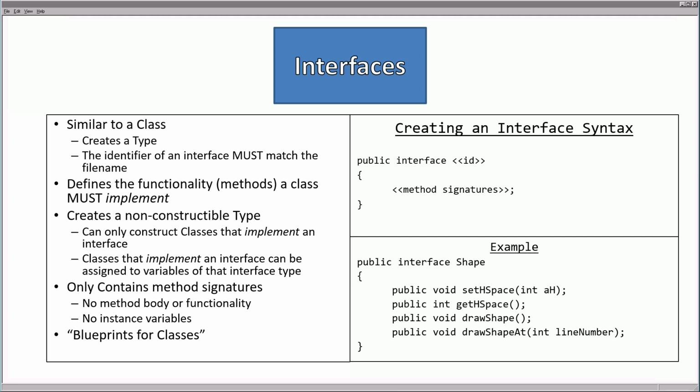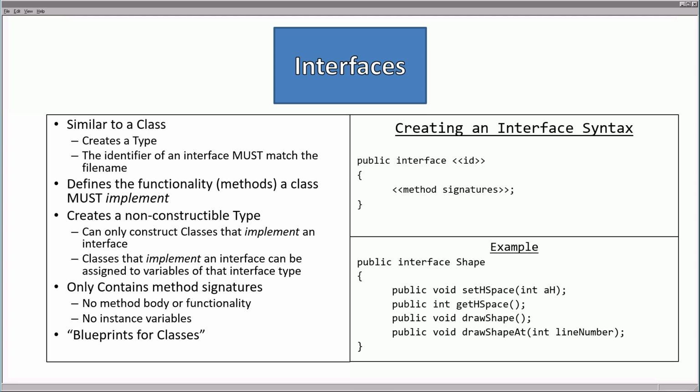Along with that, interfaces only contain method signatures. There is no method body or any kind of functionality. In addition to that, interfaces do not contain instance variables. One of the best ways to think about an interface is that it creates a blueprint to create classes, and classes are blueprints to create objects. Interfaces define what a class must do.